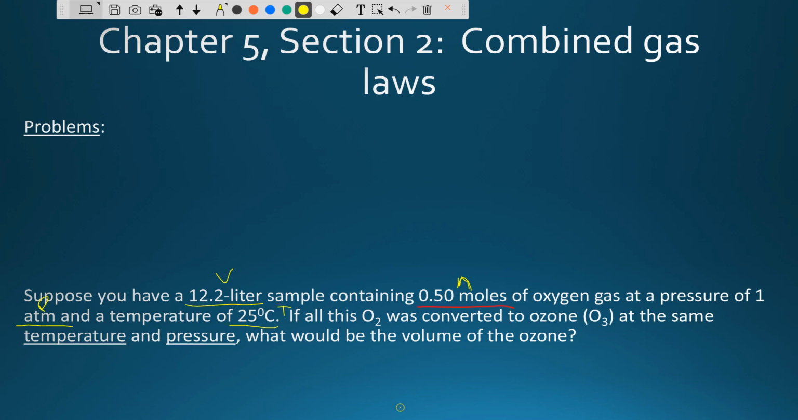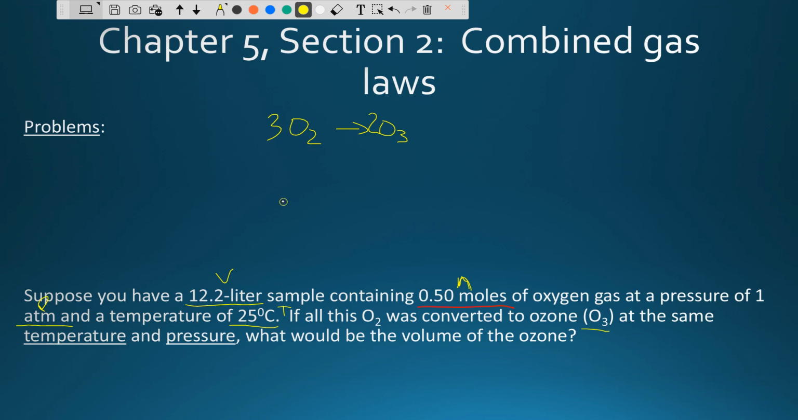If all of this was converted to ozone, that's an O3, that's a different gas. And so we're going to be seeing the same temperature. So this temperature is constant, this pressure is constant. We want to know the volume of the ozone. Now, be careful here because we are converting from oxygen into ozone, okay? And so if we do that, this is a 3:2 ratio. I want you to be careful here because we do have moles of oxygen, but we need to see what that would be in ozone.